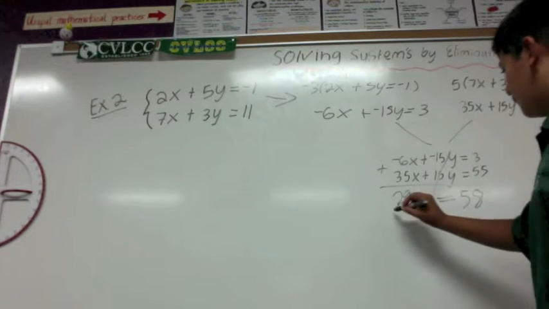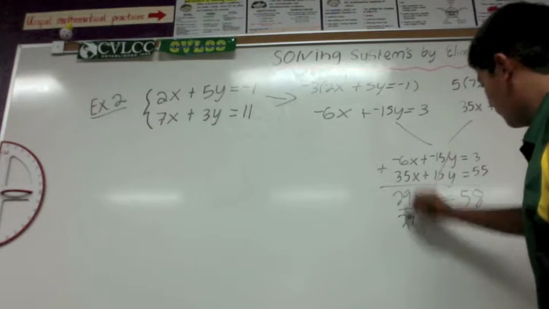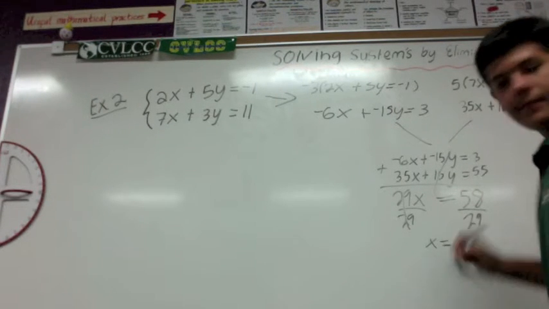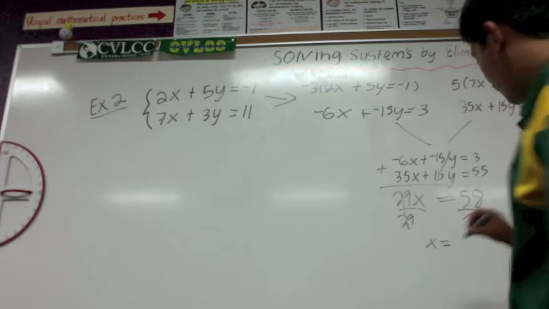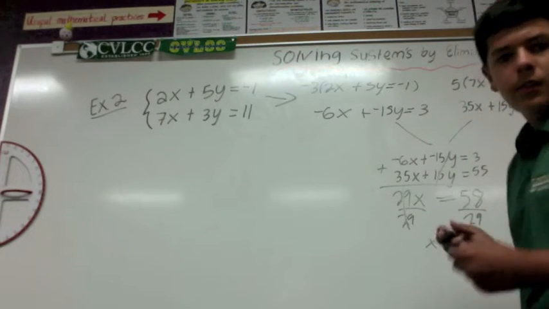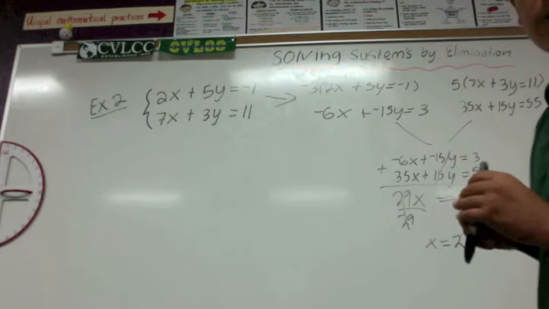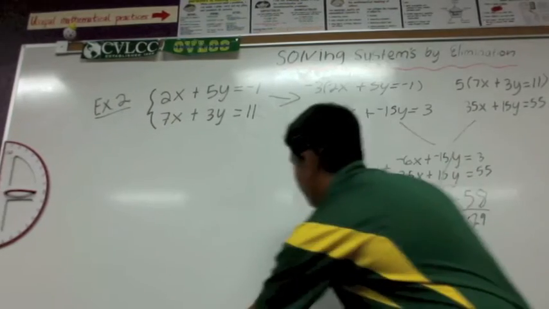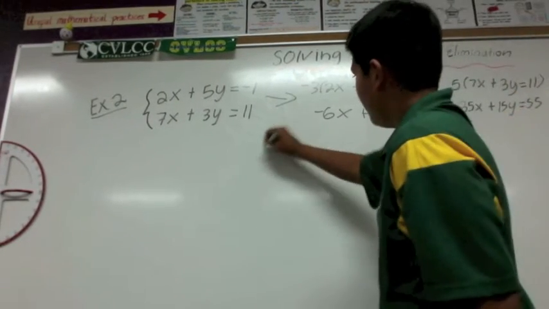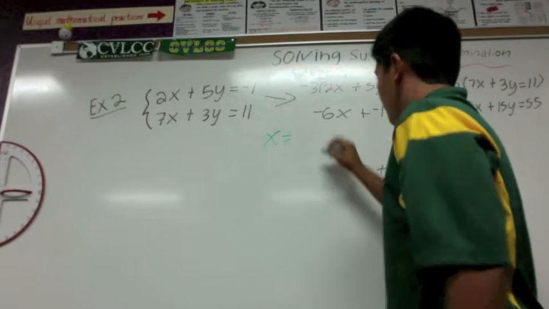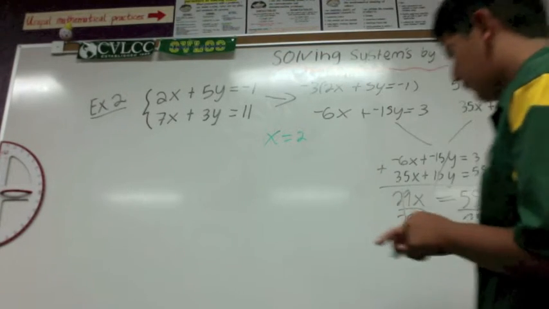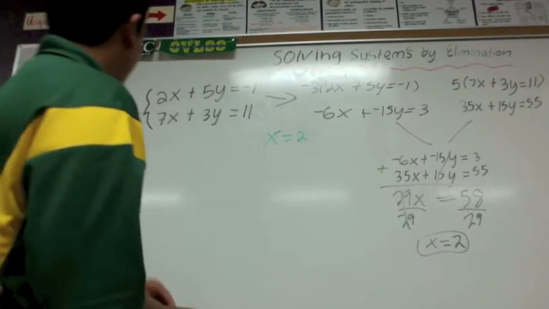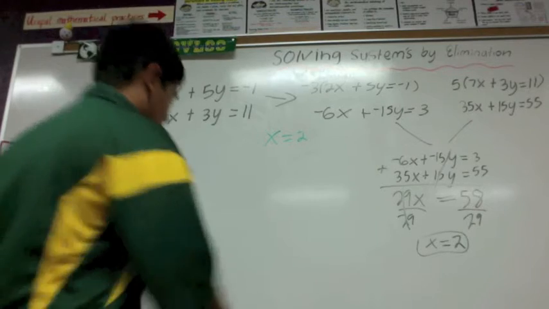So we divide both sides by 29, and we will get 2. So our x is, let's write our x over here. x is equal to 2. So that's our first one. Now we're going to plug in the x to either of the equations. We're going to plug it into the first equation first.